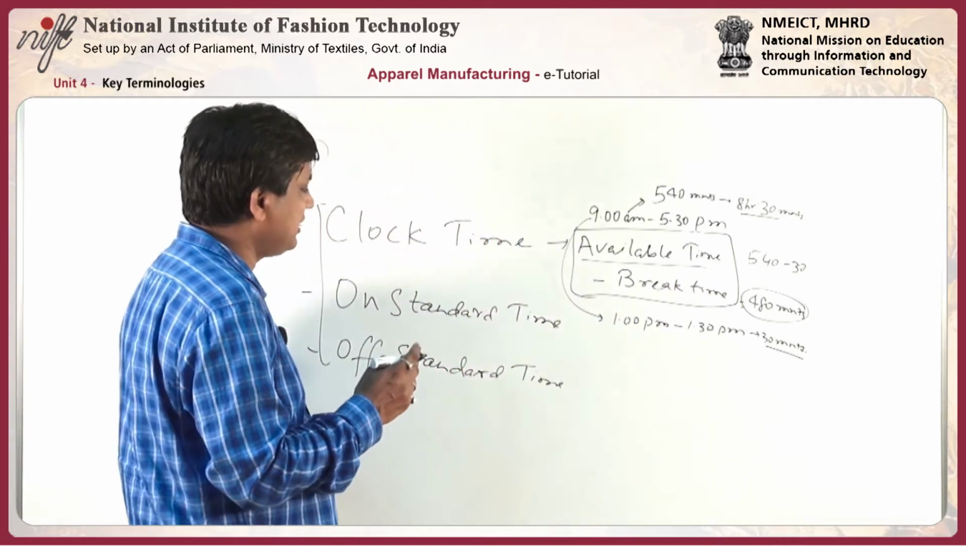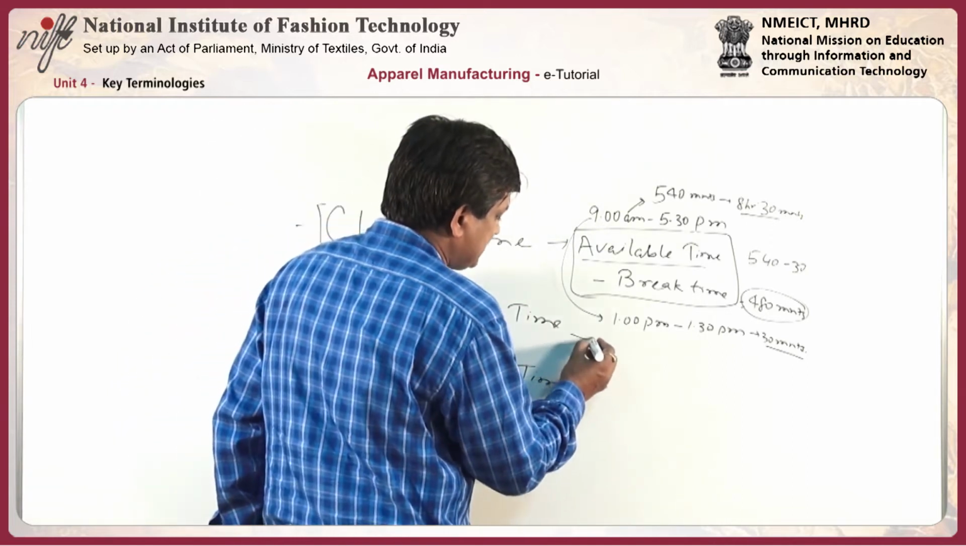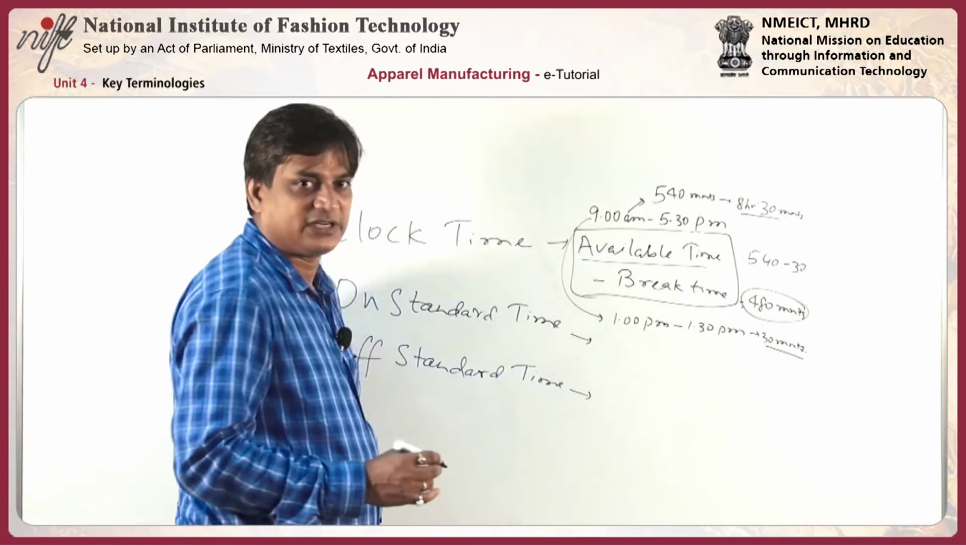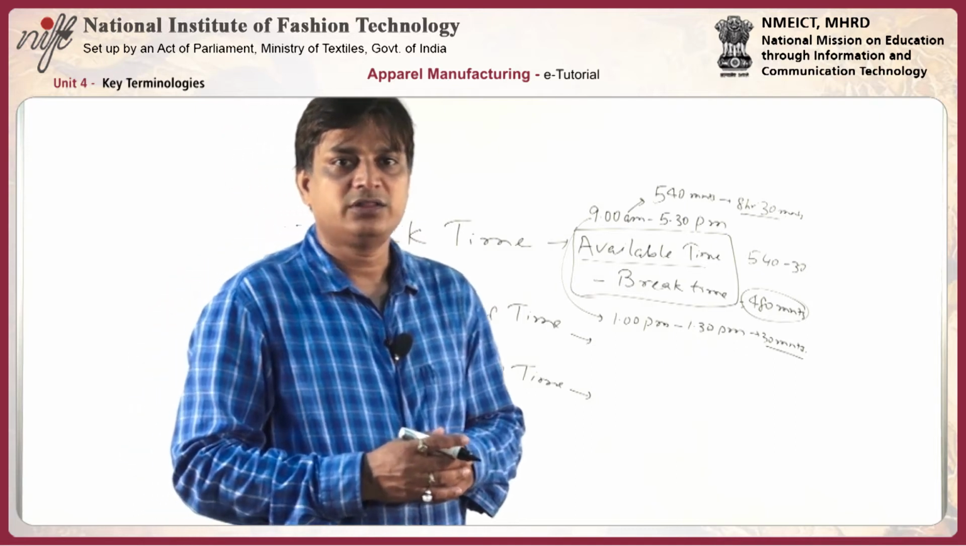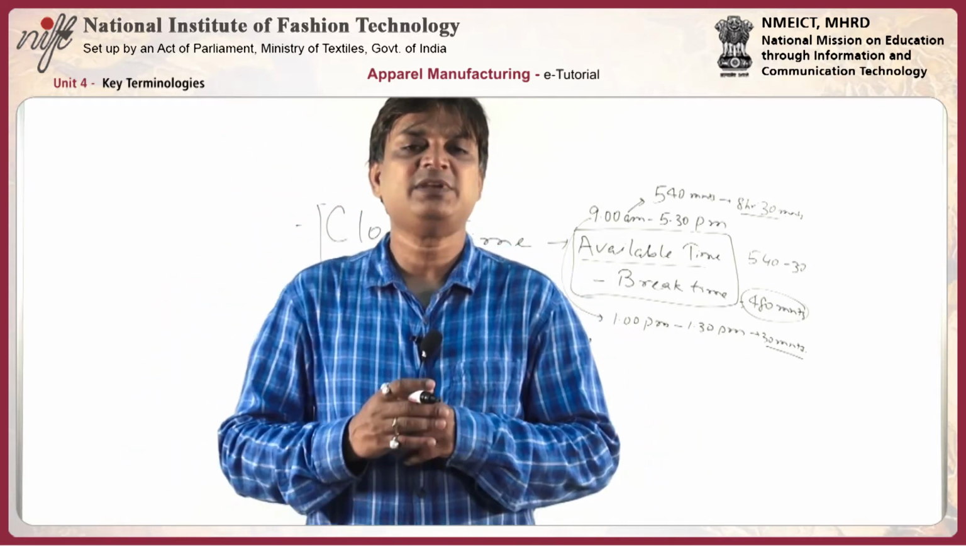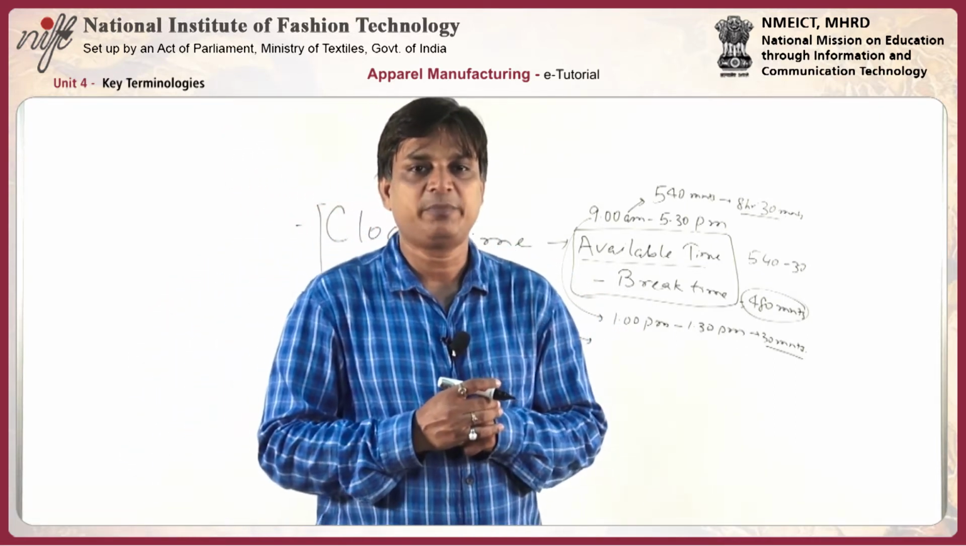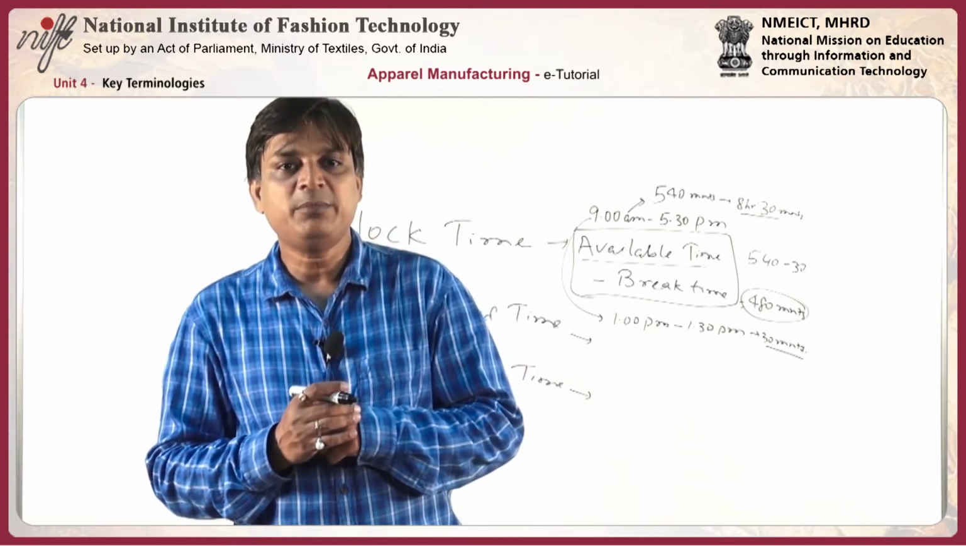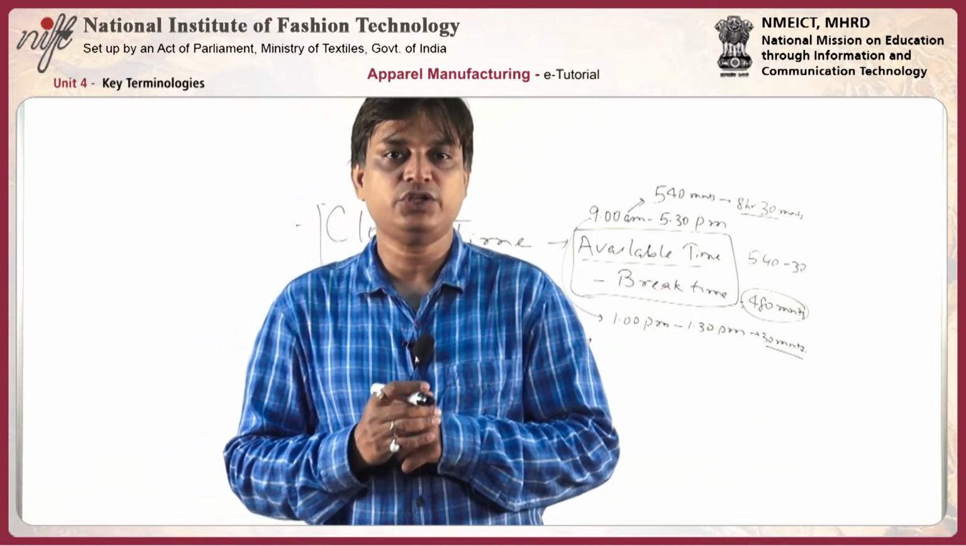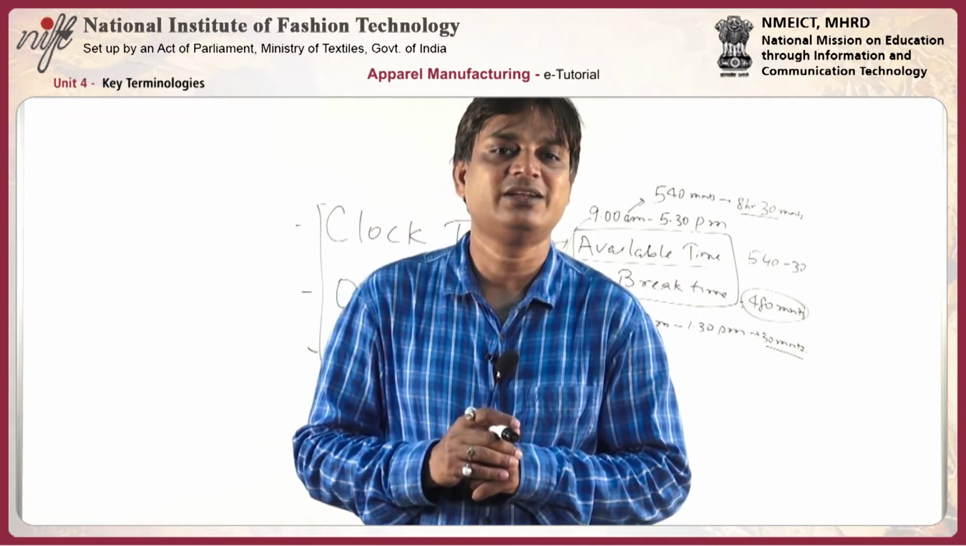Now after clock time, we will understand what the on-standard time is and what the off-standard time is. The off-standard time is basically the time during which an operator is unable to do some work due to factors which are not under his control.